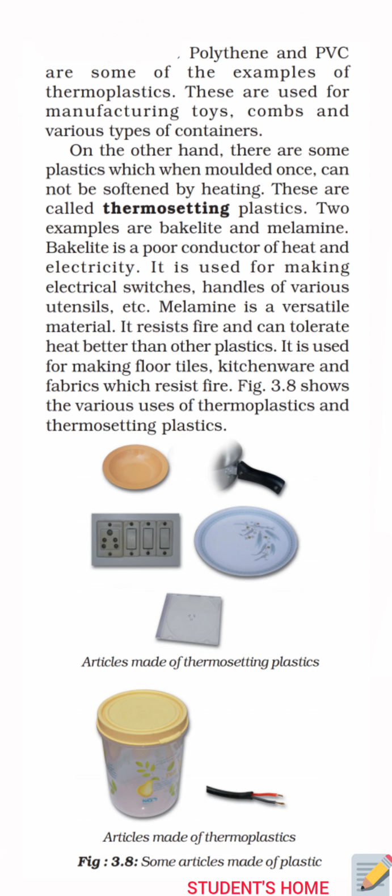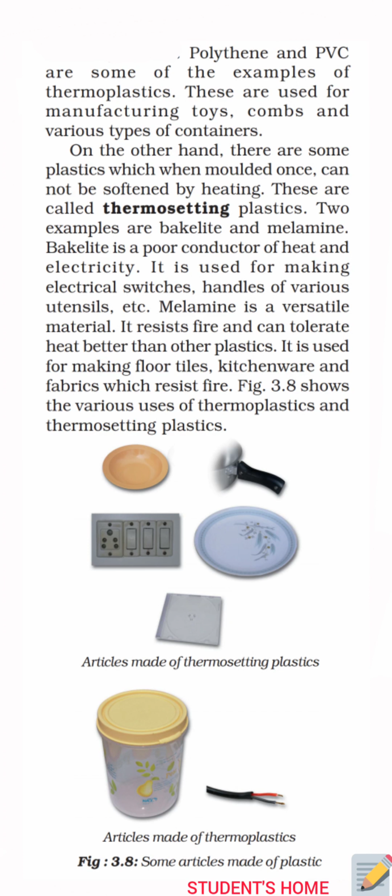Bakelite is a poor conductor of heat and electricity. It is used for making electrical switches, handles of various utensils like pressure cooker, etc. Melamine is a versatile material. It resists fire and can tolerate heat better than other plastics. It is used for making floor tiles, kitchenwares, and fabrics which resist fire.